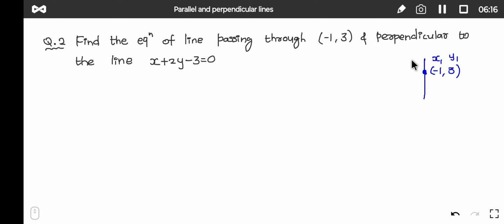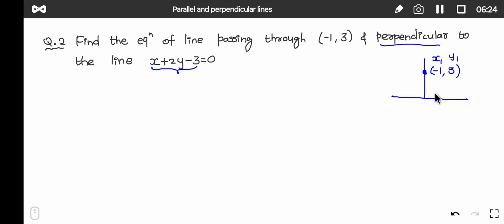And we have to find out the equation of this line which is perpendicular to another line. So that line is given, x plus 2y minus 3. So one more line is given which is perpendicular. Okay, and the equation of the second line is given x plus 2y minus 3 is equal to 0. And we have to find out the equation of this line.